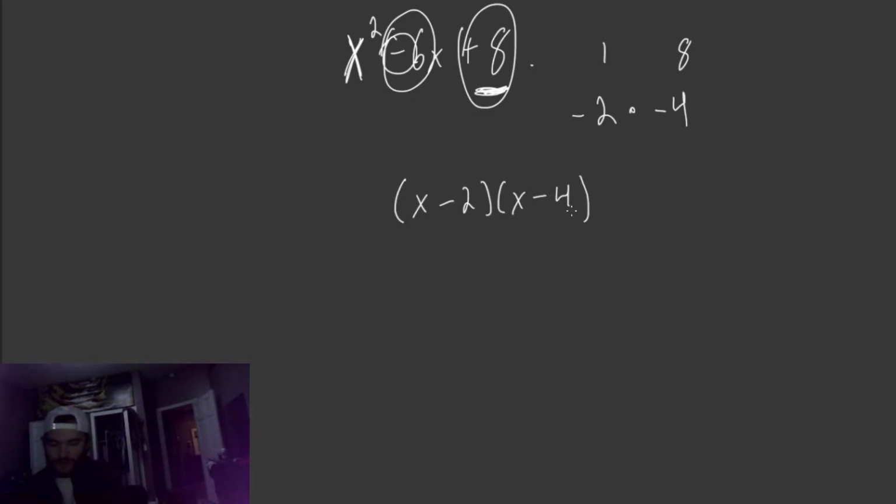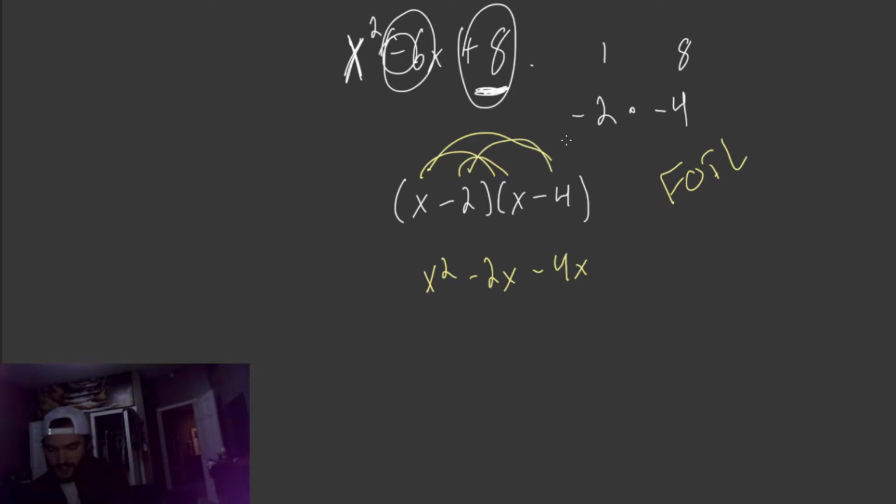x minus 2 times x minus 4. So I did that earlier. No big deal. Let's just rein it back and do a little bit of foiling just to see if it worked. So first I do x times x, which is x squared, minus 2x. And then this over here, minus 4x. And then negative 2x times negative 4 makes positive 8.